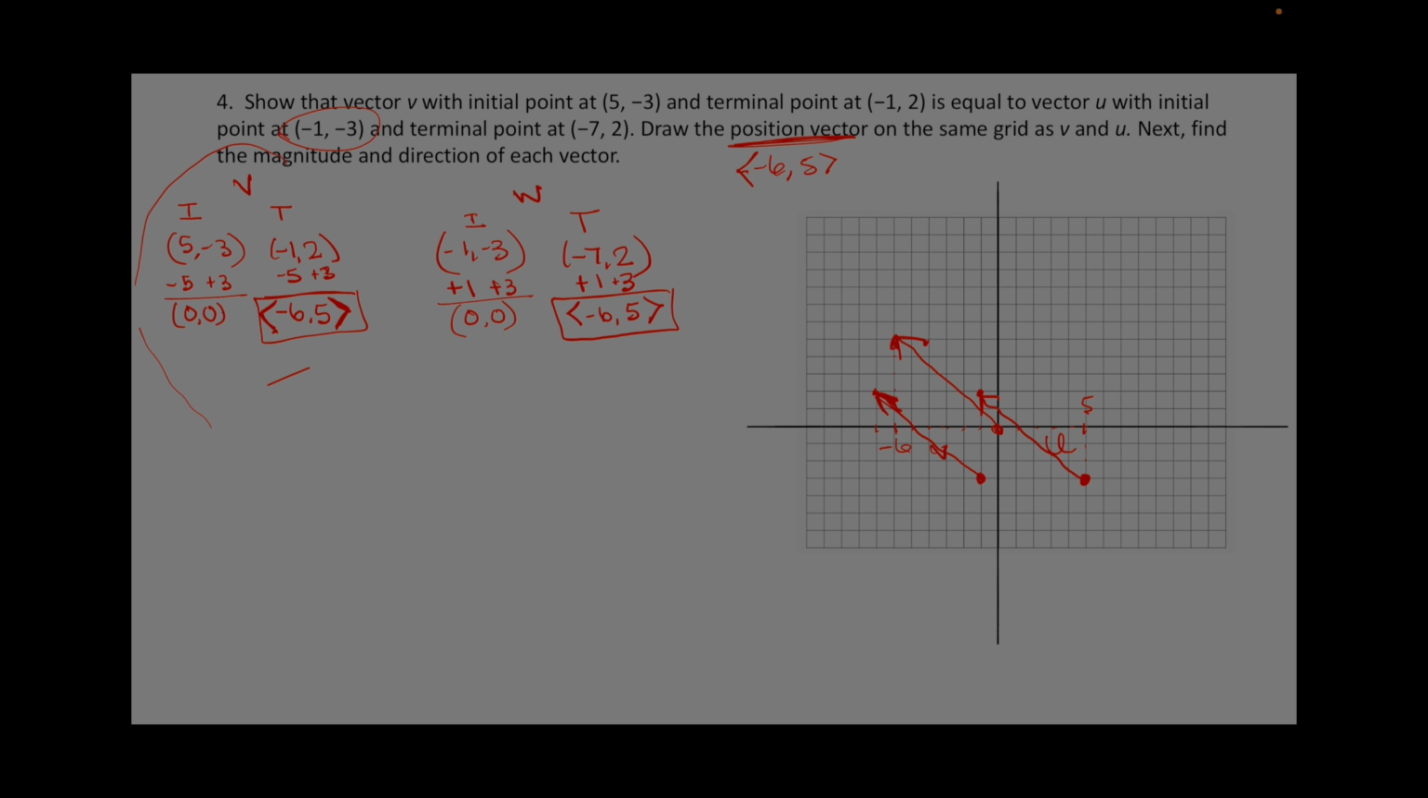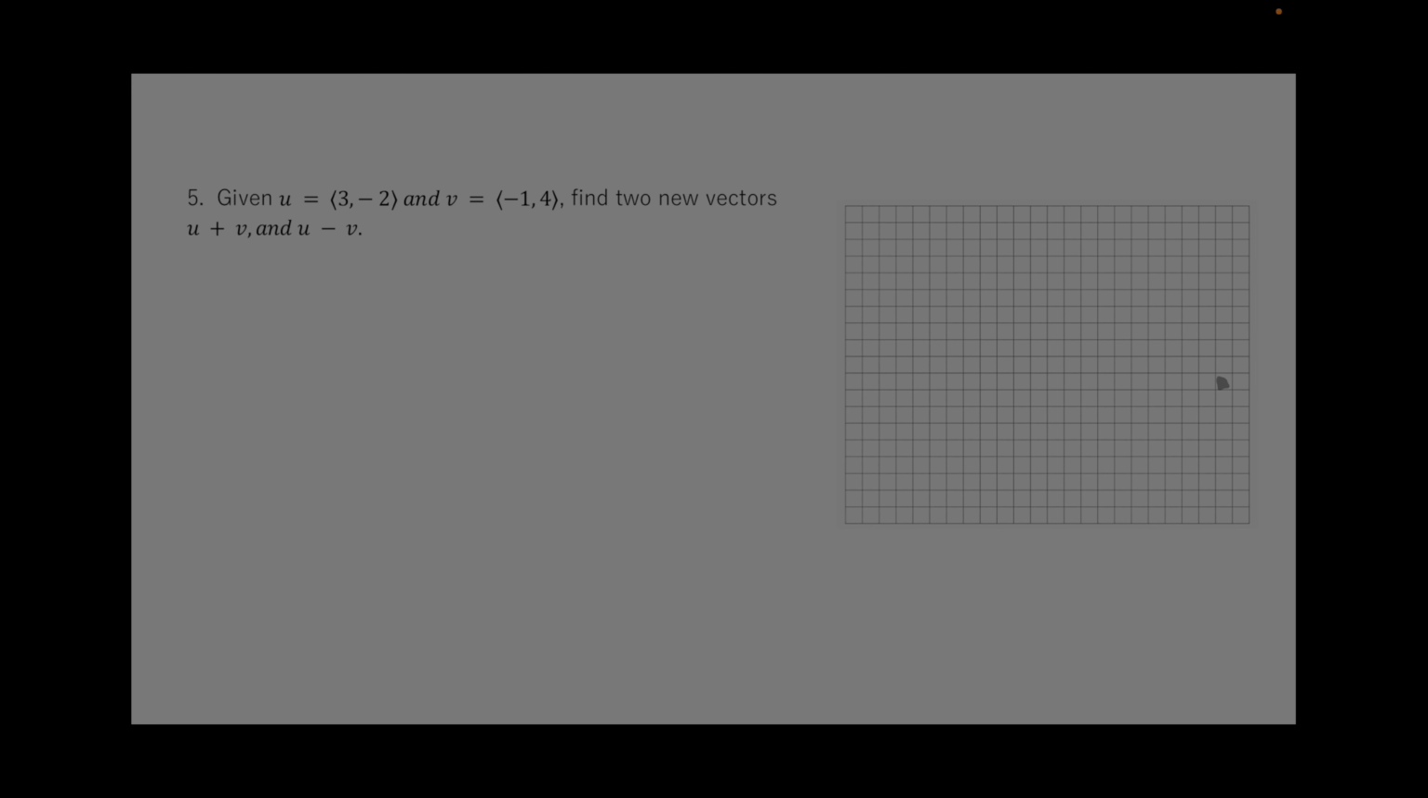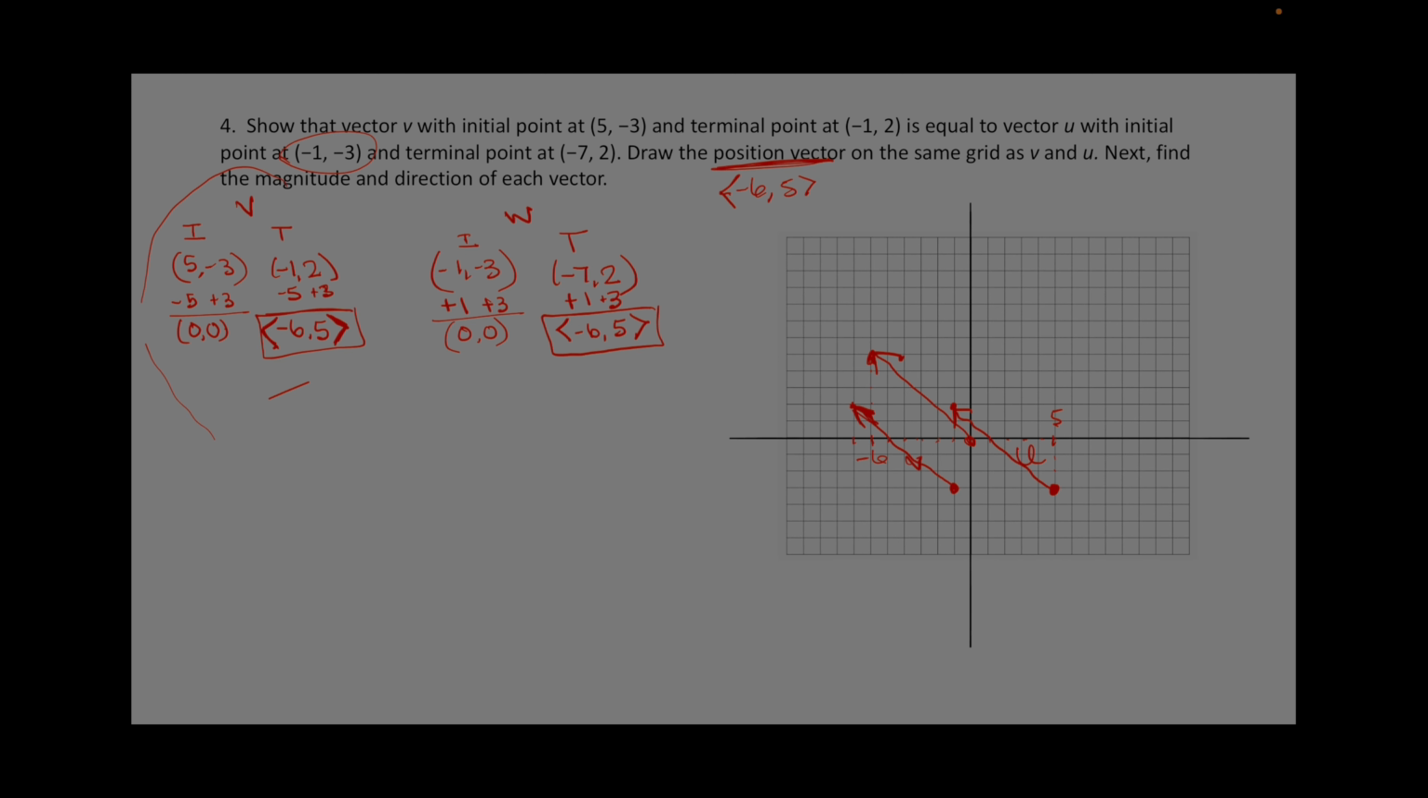Next it says find the magnitude and direction. It doesn't matter which vector you do it with because we can pick up vectors and move them wherever we want them. So suppose we're looking at this vector, -6 up 5. This side is -6, this side is 5, and we want to know the magnitude of this vector.